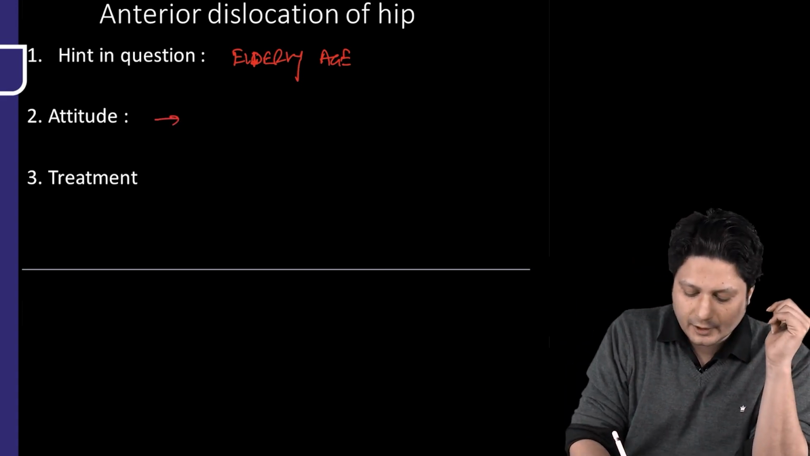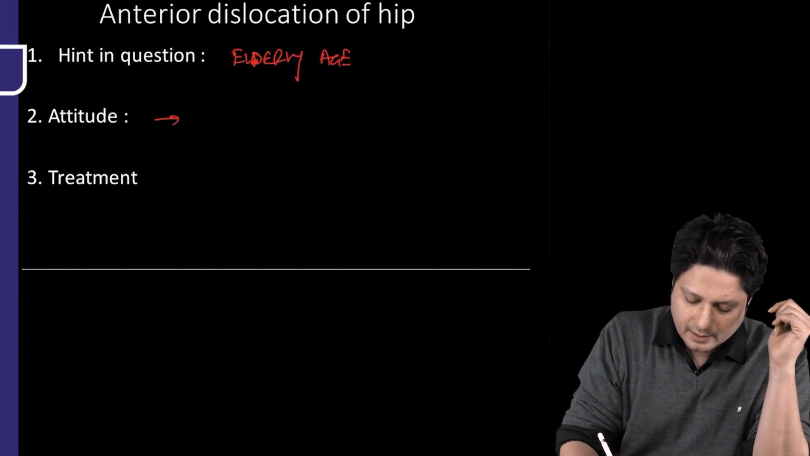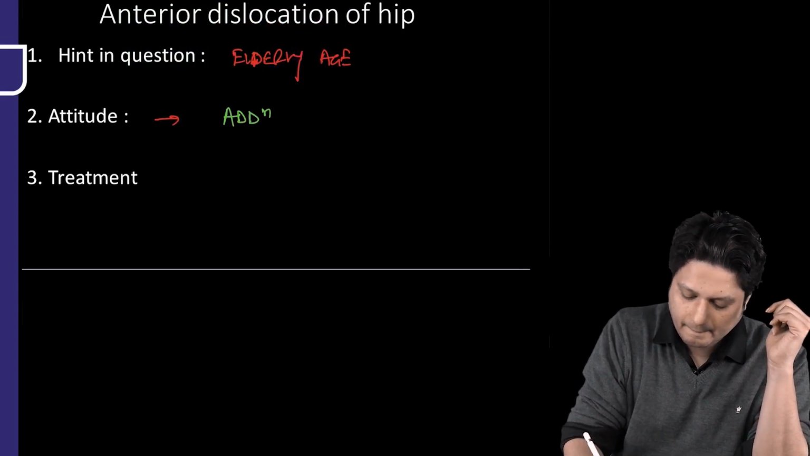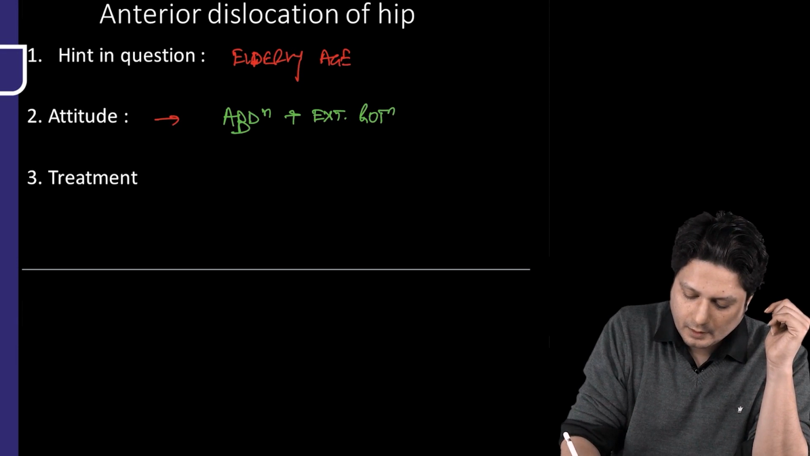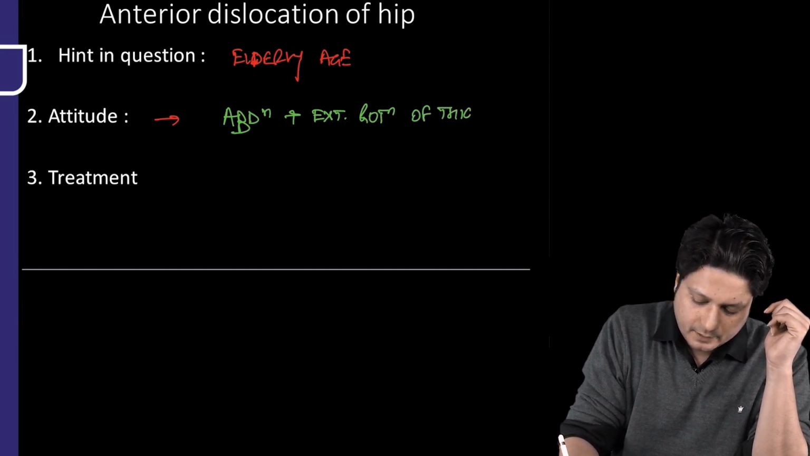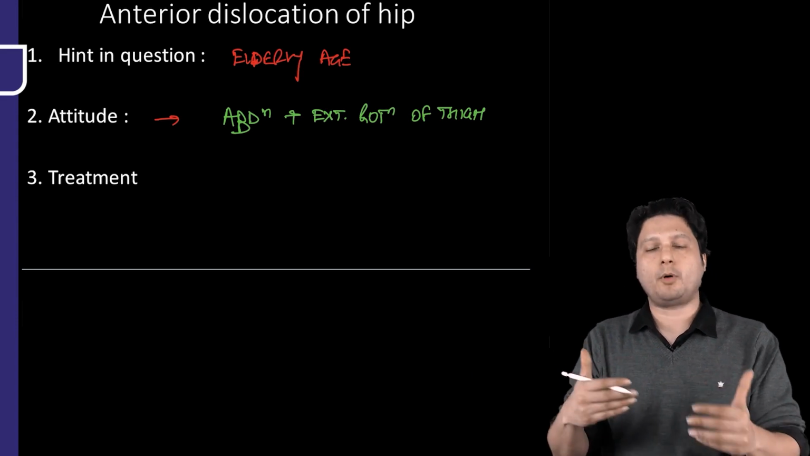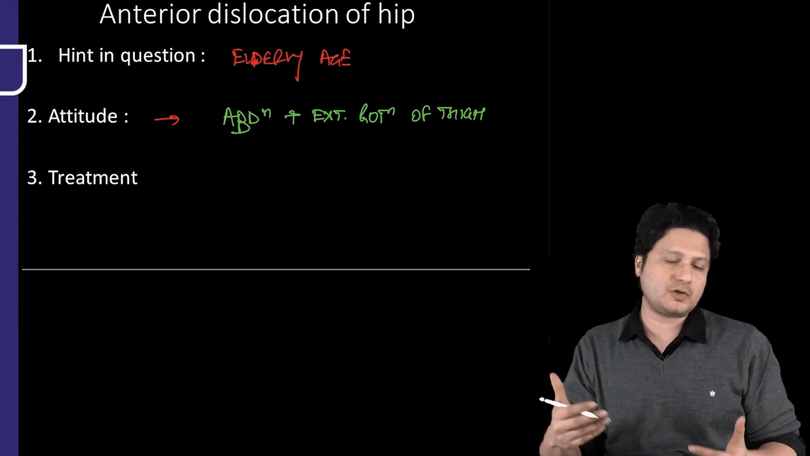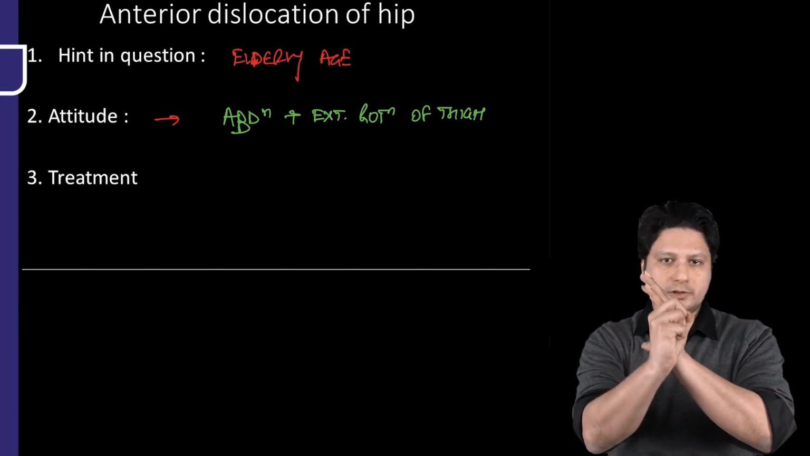Here, the attitude of the thigh would be that it is kept in abduction and external rotation of the thigh. The thigh would be kept in abduction and external rotation. Now, what are the factors which are responsible for this abduction and external rotation? This is anterior dislocation this time.